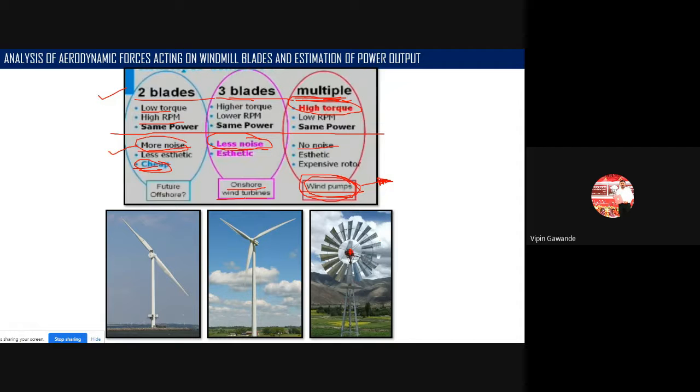Okay, so this is the comparison, or the selection of the turbine based on the blades, based on the application also. Okay, so these are some of the parameters on which we can select the type or the number of blades for our wind turbine.